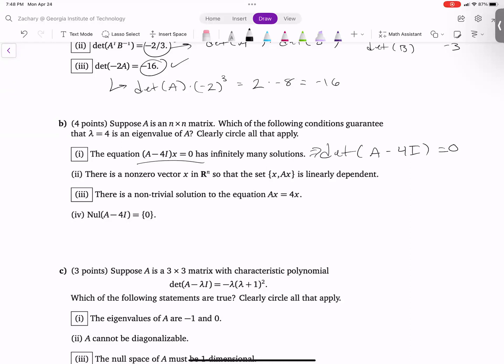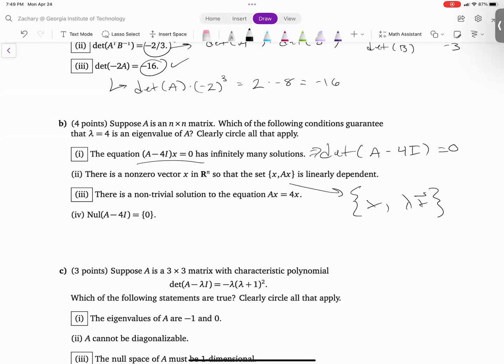The second one: there is a non-zero vector X such that X and A of X are linearly dependent. That means that we have an eigenvector. It exists. We have no idea what eigenvalue it corresponds to, though. This just means that we have some X and lambda X that exist. Okay? It doesn't tell us what that lambda is at all.